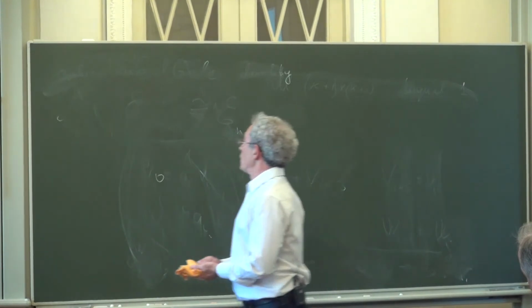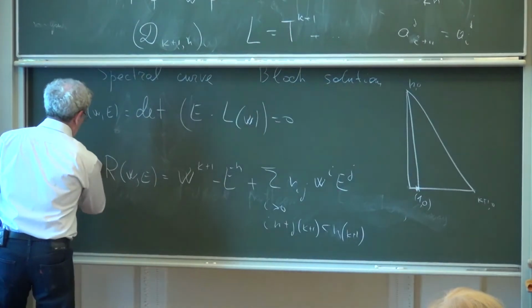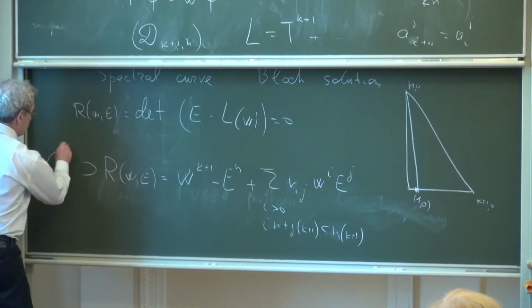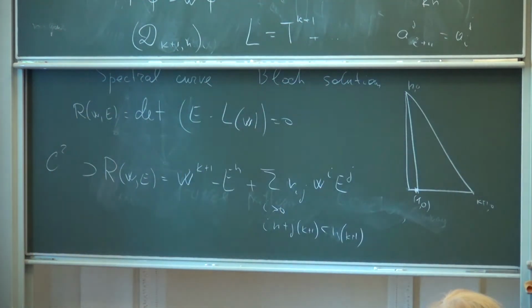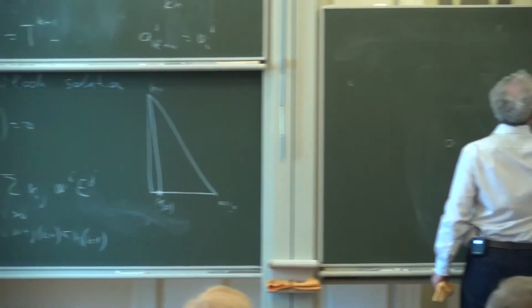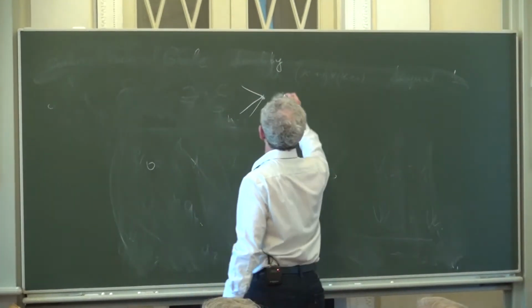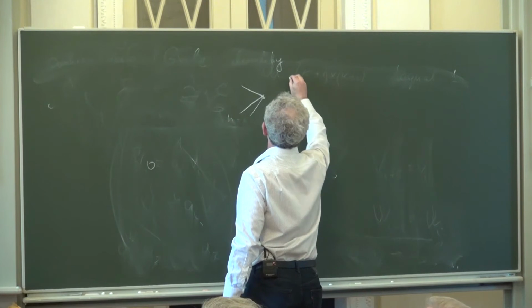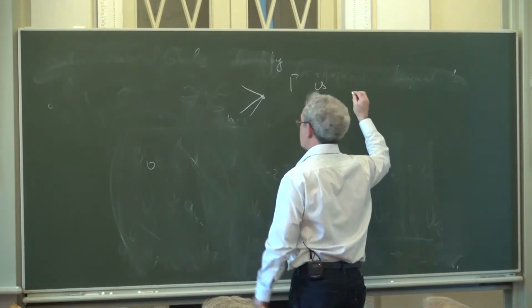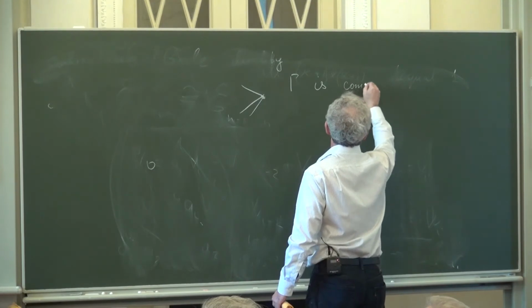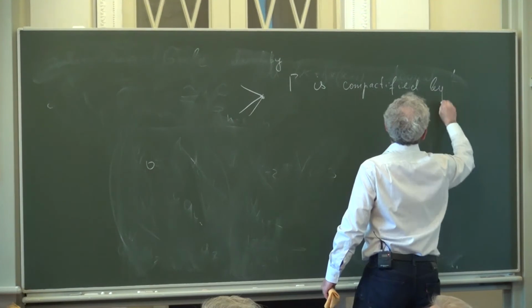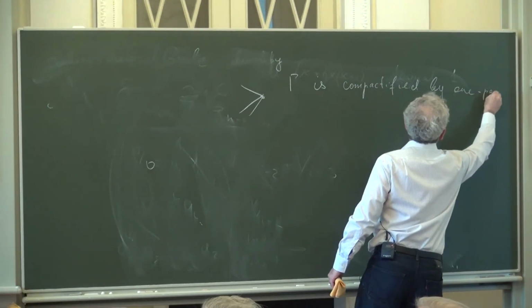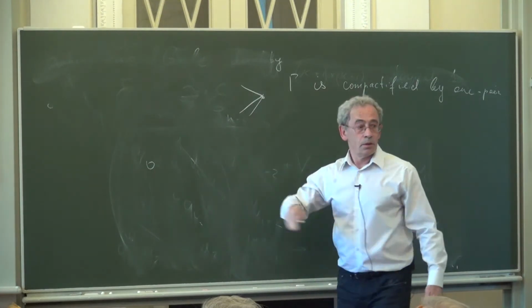Okay, so it turns out that this equation defines some algebraic affine curve in C2, so in the space of W and E you have an algebraic relation. You have to compactify. So at infinity there is one point, so gamma, this algebraic curve defined by this equation, is compactified by one point at which all sheets come together.